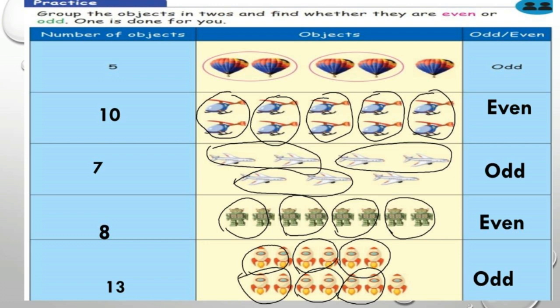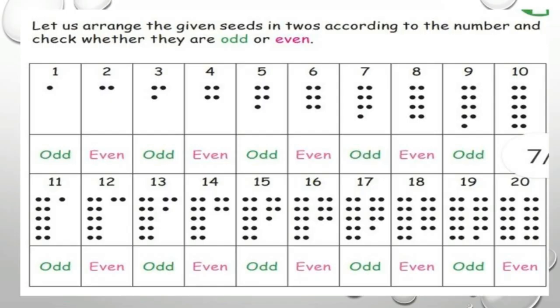And the last one is a racket. Here we have 13 rackets. After grouping the 13 rackets in 2s, we have one remainder. So it is an odd number. Let us arrange the given seats in 2s according to the number and check whether they are odd or even. So you have to arrange it in 2s according to the number.